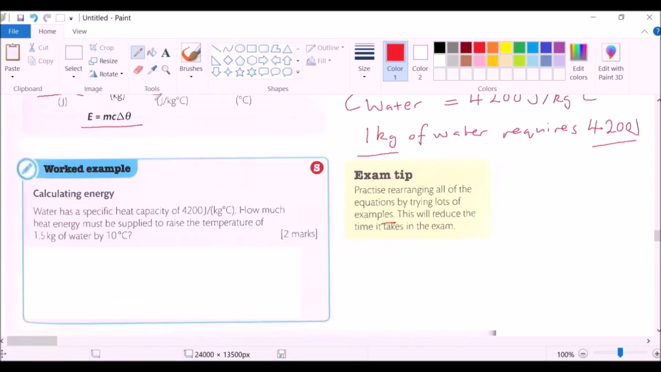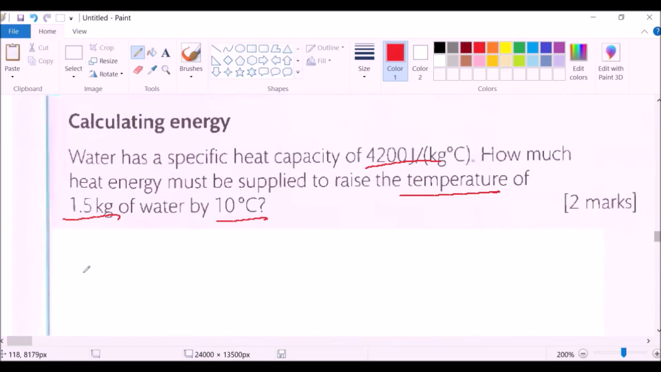Let's look at how we use this equation. Calculating energy. Water has a specific heat capacity of 4,200 joules per kg degrees Celsius. How much heat energy must be supplied to raise the temperature of 1.5 kg of water by 10 degrees? From our equation, E is equal to mass times specific heat capacity times change in temperature, or E is equal to m c delta theta. Question requires us to calculate heat energy, so we want the energy.